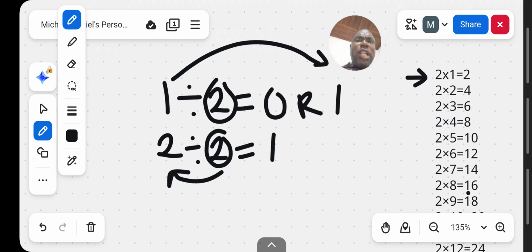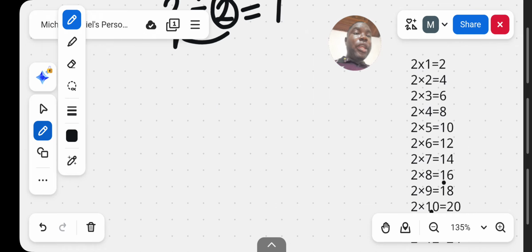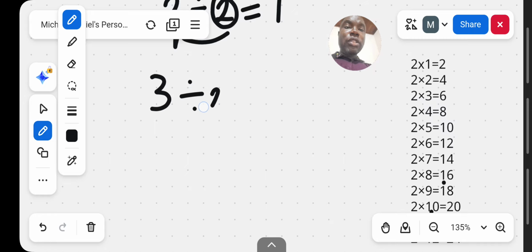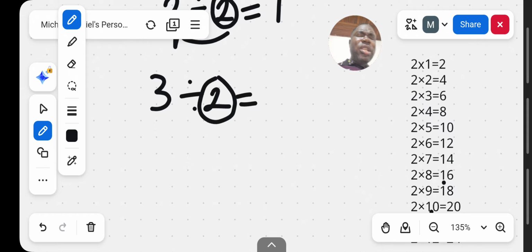Okay, so now let's look at another example. We'll just keep going on. Now we want to say 3 divided by 2. What is 3 divided by 2? Remember, we have to read that 2 times table. 2 times what will give you 3? If you read your 2 times table, you won't get 3 as an answer, because 2 times 1 is 2, and 2 times 2 is 4. 4 is already more than 3. So you can't get 3 as an answer.